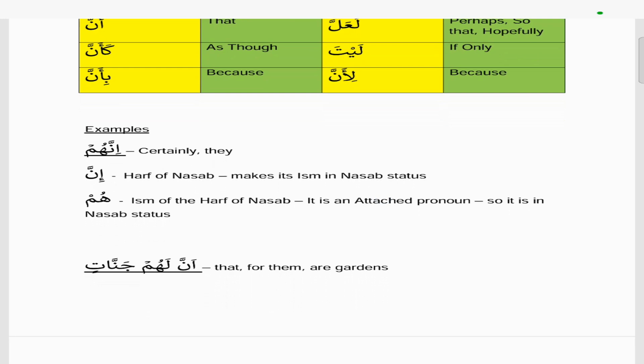So inna is the harf of nasab, so it makes its ism in the nasab status, and the hum is the ism of the harf of nasab. So the harf of nasab is working on the hum. It acts on the hum and makes it into the nasab status. And the hum is an attached pronoun, and the original independent pronoun version is hum as well, which means they. So that's why in this case, this hum is nasab status because of the inna.